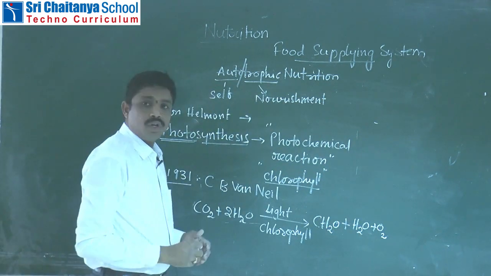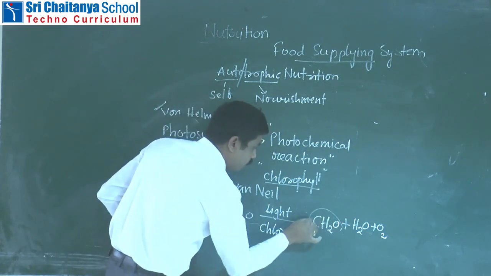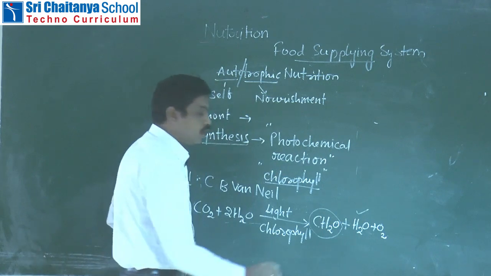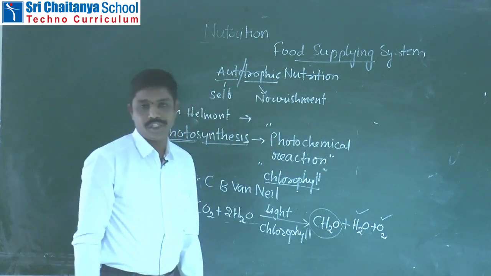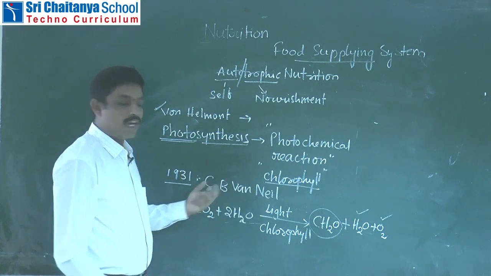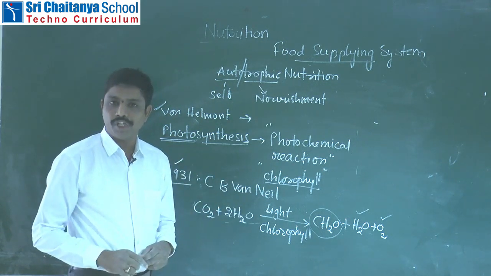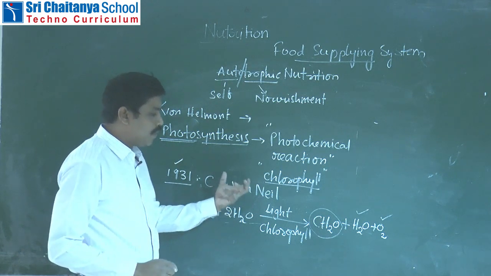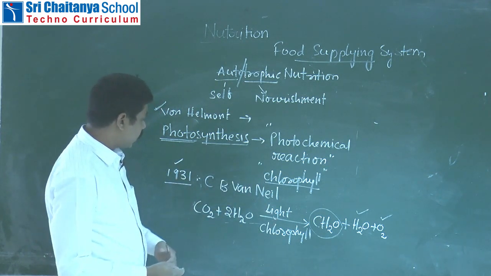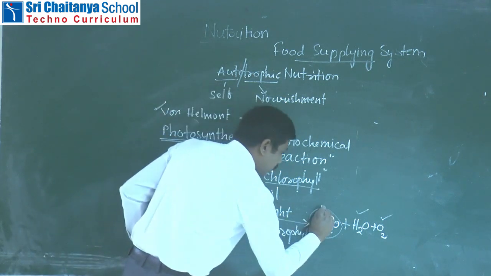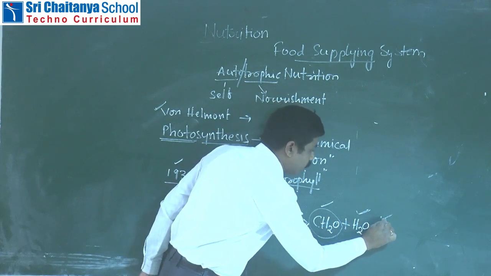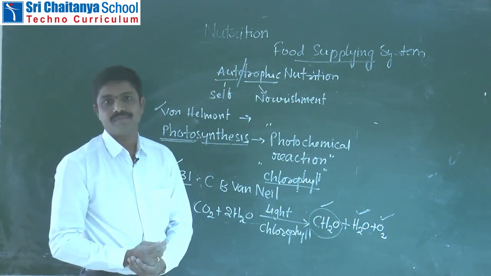According to this statement, for every molecule of carbohydrate, one molecule of water and one molecule of oxygen is released. This is the statement set by Van Niel. C.B. Van Niel at first formulated the equation. This is a simple and basic equation for photosynthesis. According to this equation, for the synthesis of one molecule of glucose, it releases one molecule of water and one molecule of oxygen.